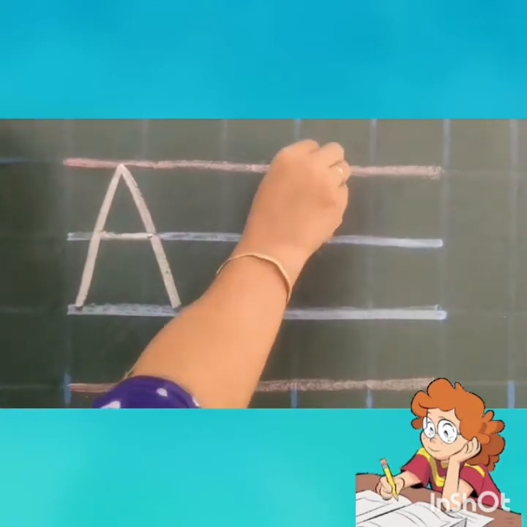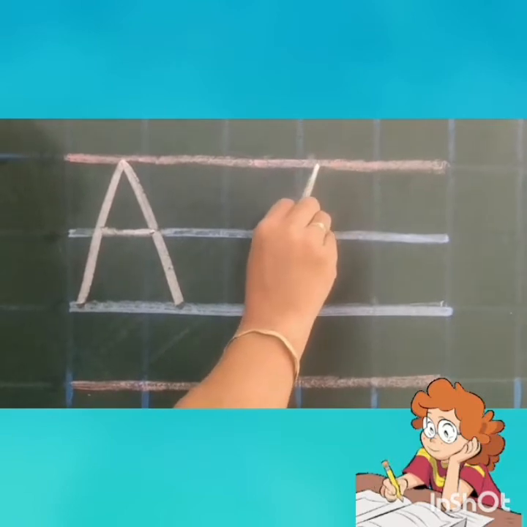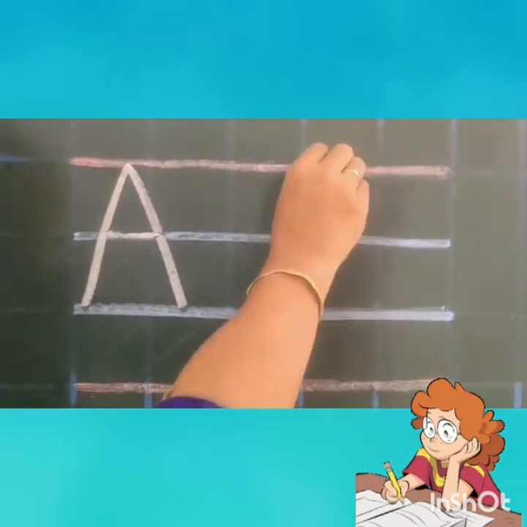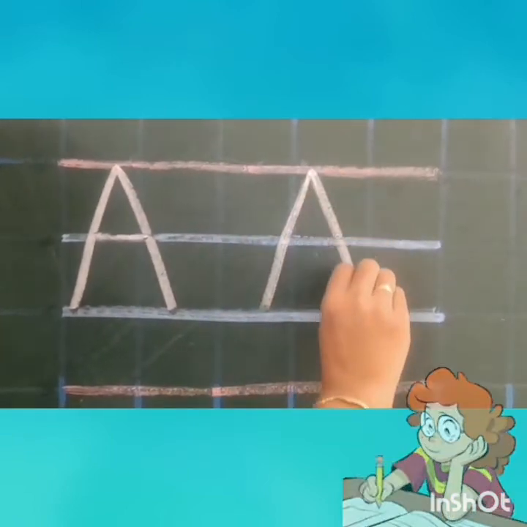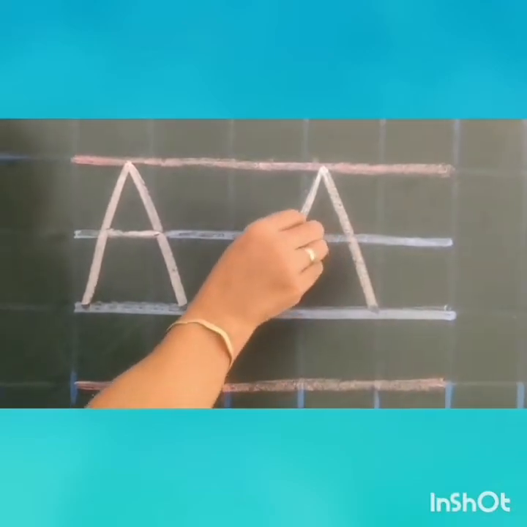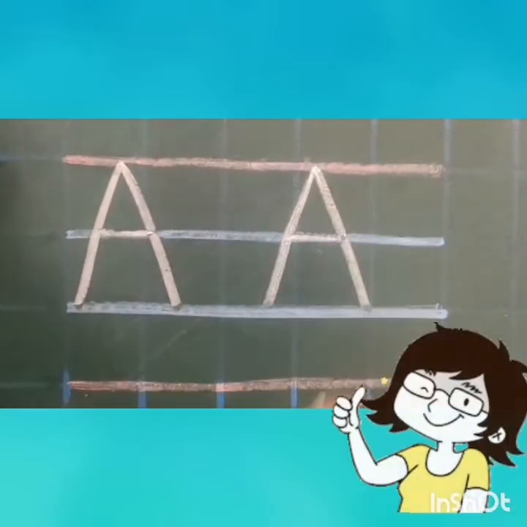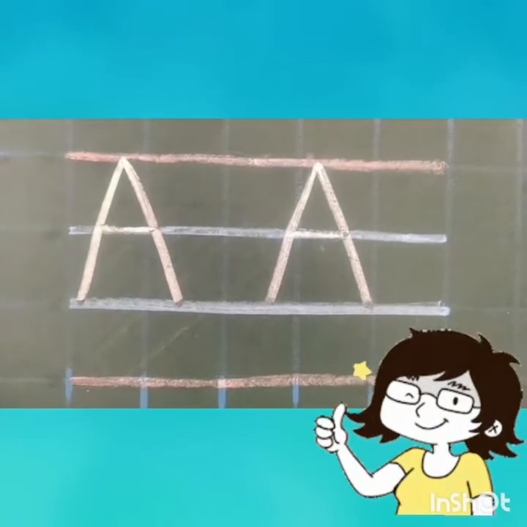Same way, here also you will write capital letter A. Opposite slanting line and sleeping line. It gives capital letter A.